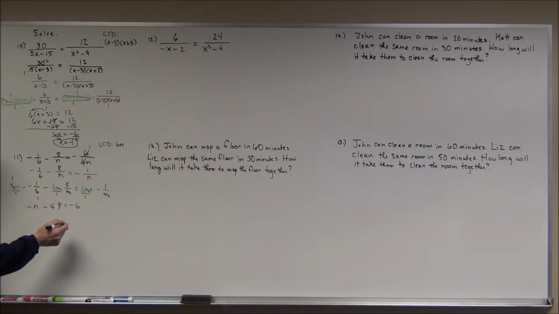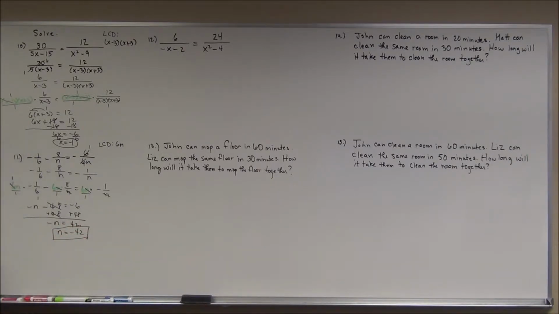I'm going to add 48 to both sides, because this is linear, and I'm going to get the variable all by itself. If it was quadratic, I'd bring everything to one side. A -6 and a positive 48 is a positive 42. Now, if the opposite of n is positive 42, that means n is -42.